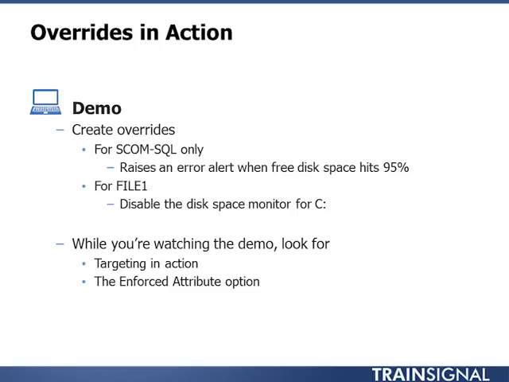For the server name file1, we're going to disable disk space monitoring altogether, and I'll show you how to do that as well. While you're watching the demo, I'm also going to be talking a little bit about targeting when you target different systems or different groups or different object types with an override. And you'll get to see the enforced attribute option where you actually apply that. So, without further ado, let's get over to the Operations Manager console and carry out these tasks.